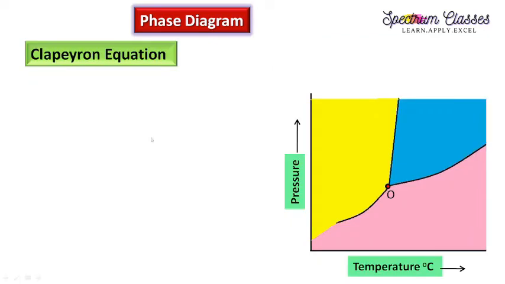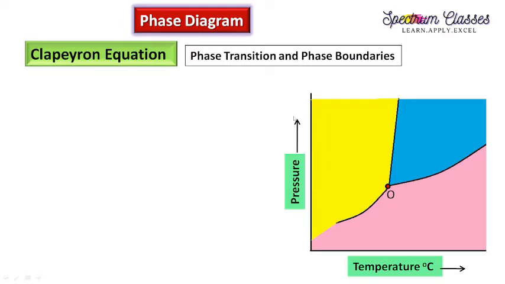Now coming to the Clapeyron equation in reference to the phase diagram, because this equation gives us the slope of this curve at different points for different kinds of equilibrium. First we will solve the Clapeyron equation, and then we will apply it to different kinds of phase transitions and phase boundaries.